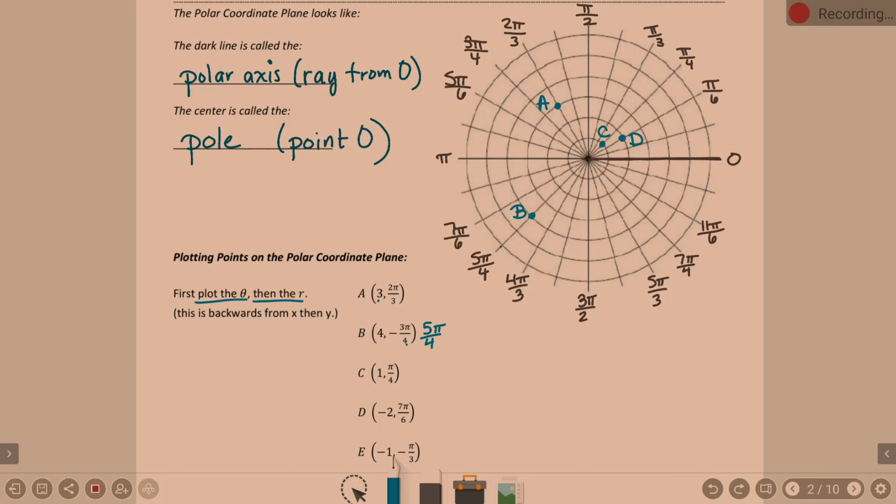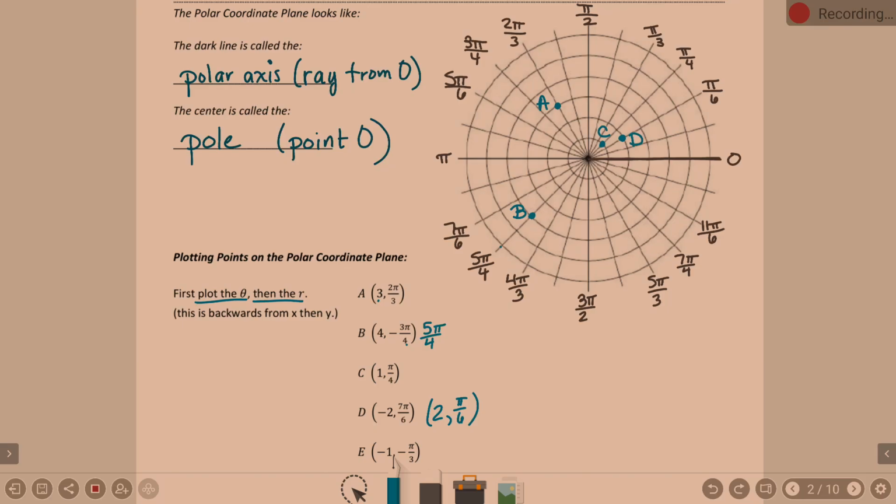Now, all of that to say, and we'll talk about this on the back page, what is another name for point D? Another name for point D is the fact that it was 2, pi over 6. That's where we actually graphed it. Like everything on the unit circle, there's multiple names for every point. Okay?